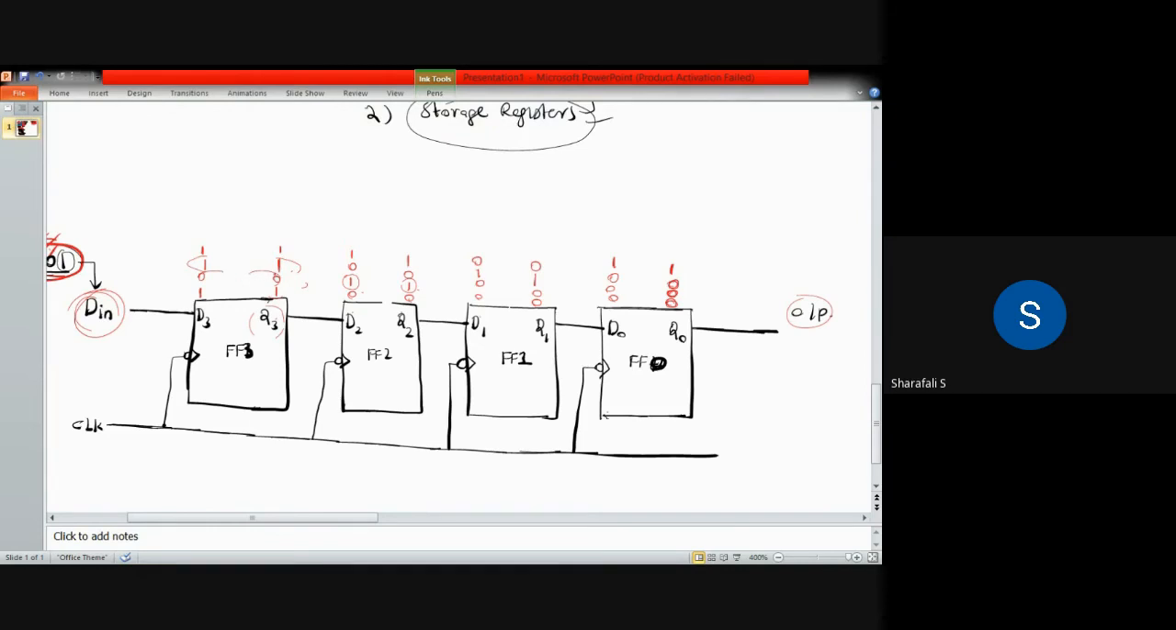So what will happen on the next clock pulse? I mean the fifth one. In that case, this one will be shifted now. So this will become 0, 0. This will become 1, 1. Sorry, this also will become 1, 1.